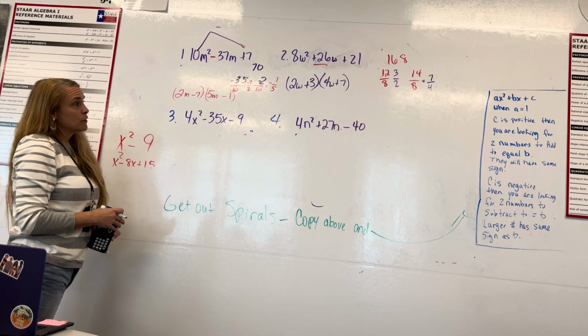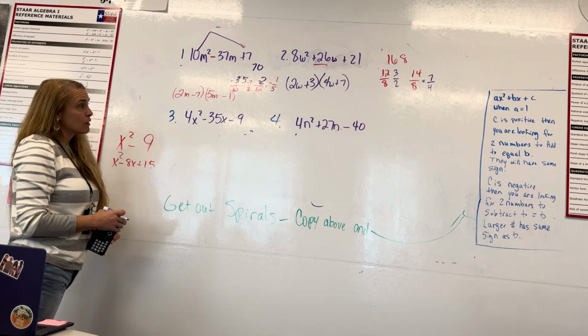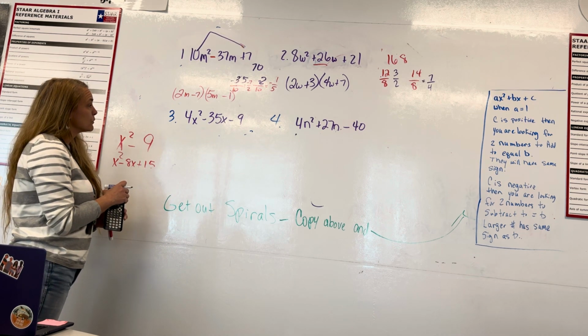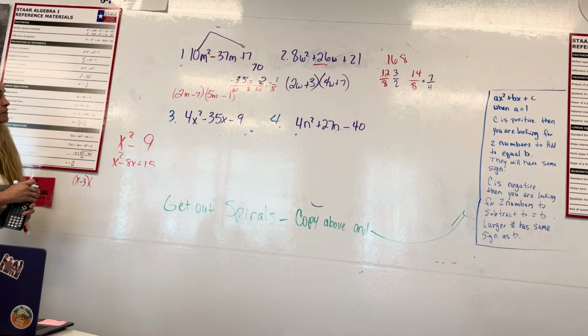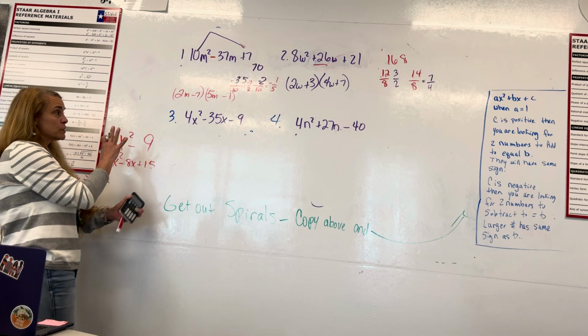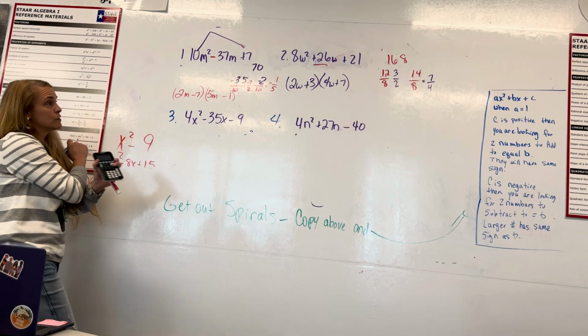And to check, you have to multiply it out. So multiply it out using the box method or the full method. But this way is the easiest. So, what's our first step? And what's the difference between 3 and 4 and 1 and 2?